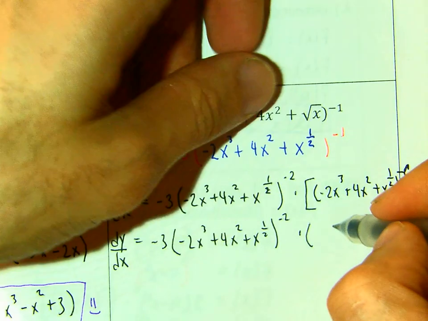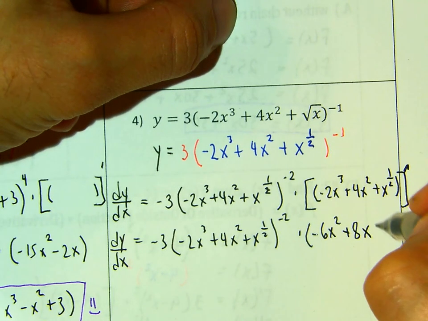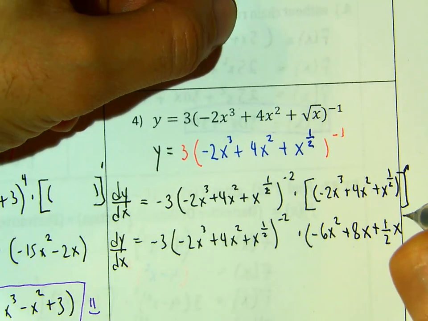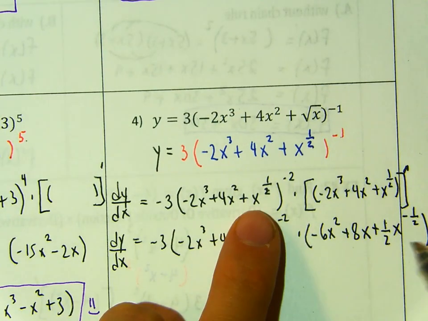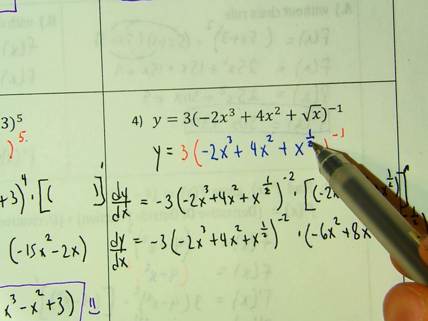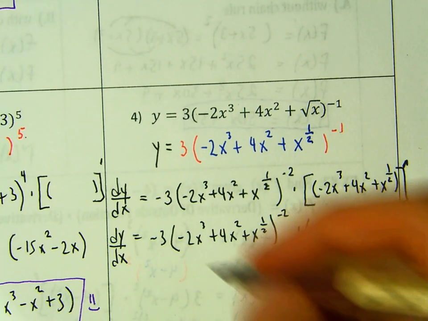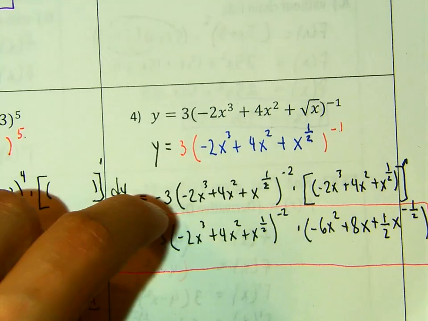This becomes -6x squared plus 8x plus 1/2 x to the -1/2. Okay, that's how you take the derivative of x to the 1/2. Okay, because here you're doing, like if I were to show here, 1/2 is over here, and then 1/2 minus 1 is -1/2. Okay, and then here you could just leave it like this, because it'll be annoying to have to rewrite it, but this is it. And I should have done that in purple, but okay.